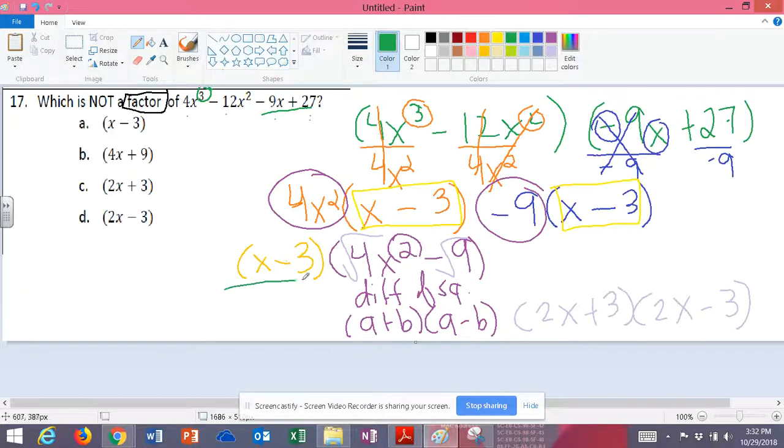Okay, so this is a factor, this is a factor, this is a factor. So I see x minus 3 is present. I see 2x plus 3 is present. I see 2x minus 3 is present. The only one that's not present is this 4x plus 9. So this would be my answer.